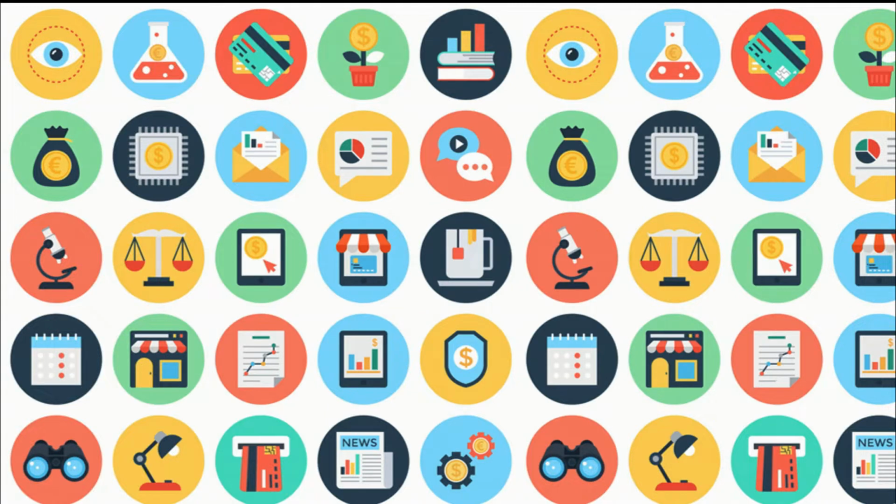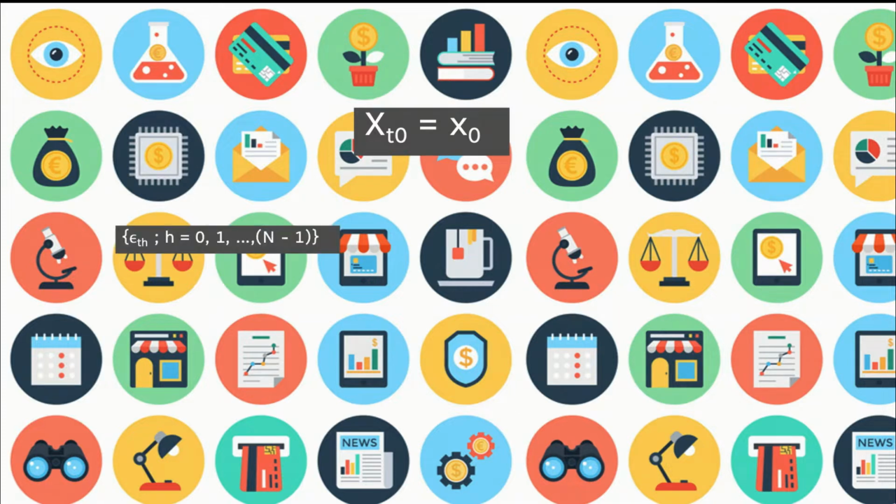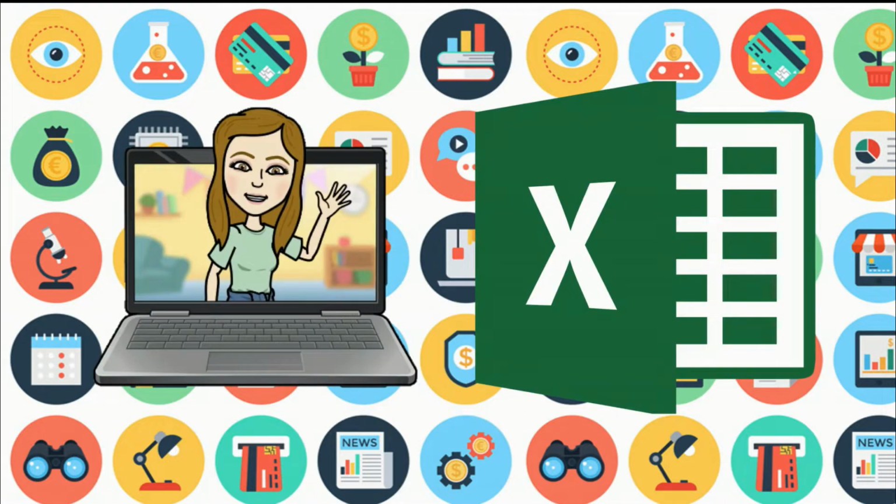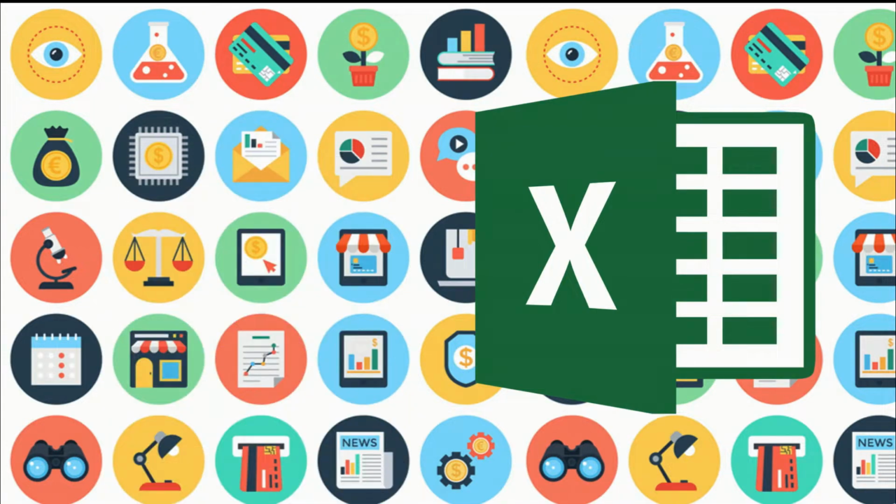It is important to say that xt0 equals x0 and that this set are standard normal random variables, independent of each other. Let's go to see this on Excel.